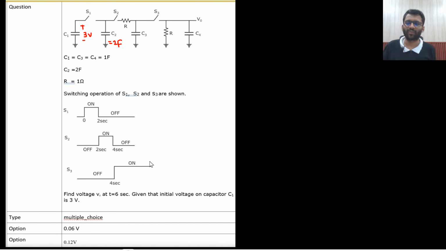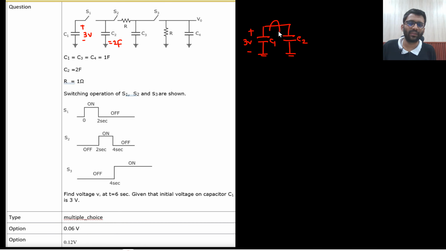So let's solve this problem first. So first S1 is on. If S1 is on for 0 to 2 seconds, these are off only for 0 to 2 seconds. Initially these are off only. So only S1 is on. If S1 is on, what will happen? This will be the circuit, right? This is your C1, this is your C2, and this is having 3 volt.